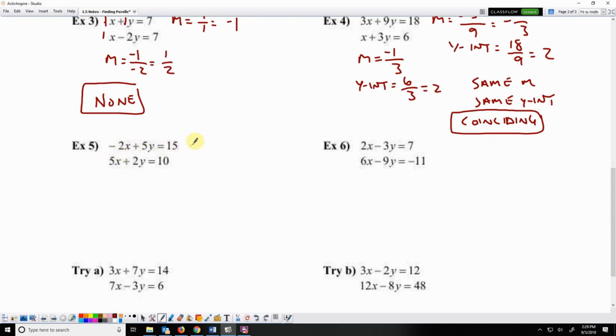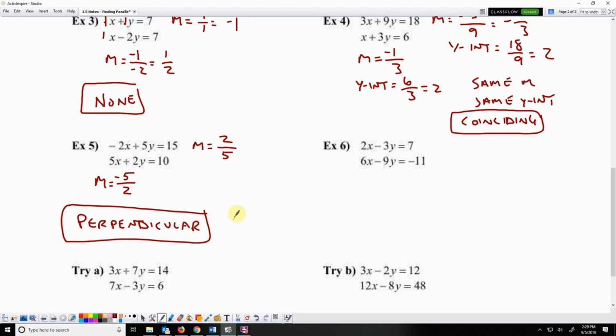So our next set of lines, the first slope, opposite of A is 2, B is 5, so the slope is 2/5. The second line, the opposite of A is negative 5, B is 2. These are not the same slope, so they're not parallel or coinciding. They are opposite signs, and they are flipped versions of each other. So they are opposite and reciprocals, which means these lines are perpendicular. Perpendicular, by the way, we can abbreviate with that perpendicular sign.